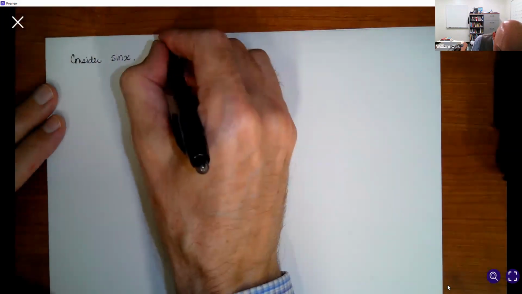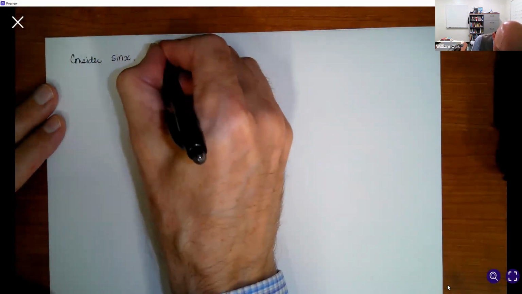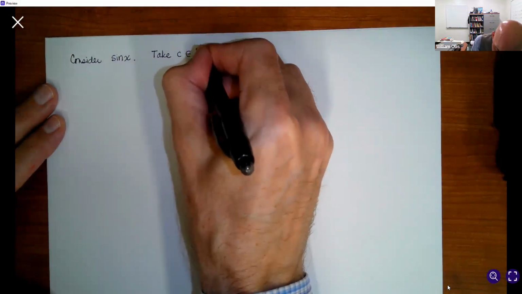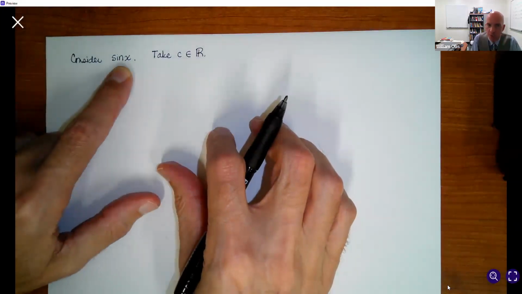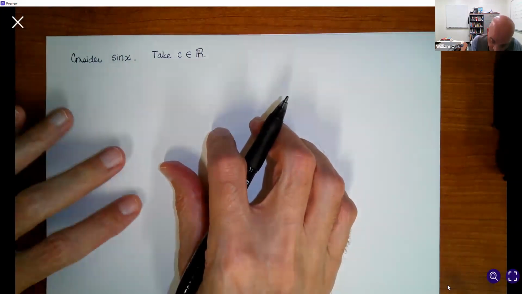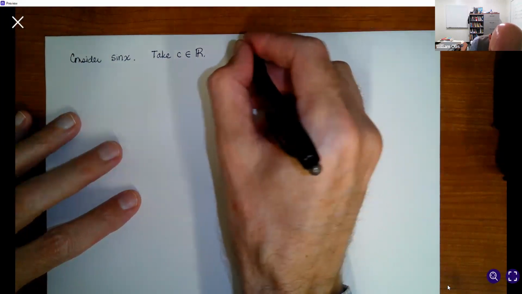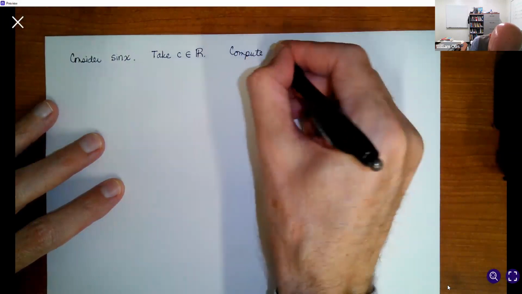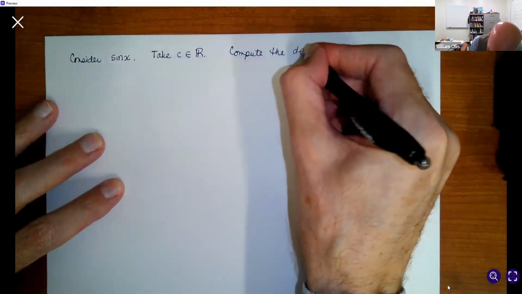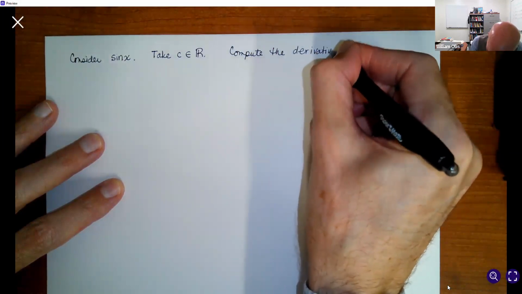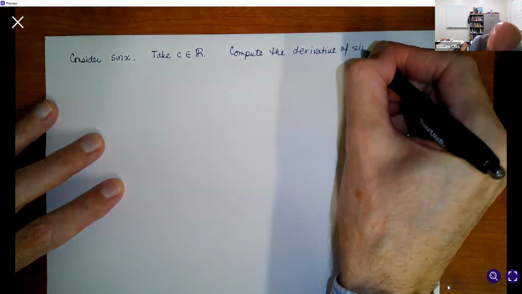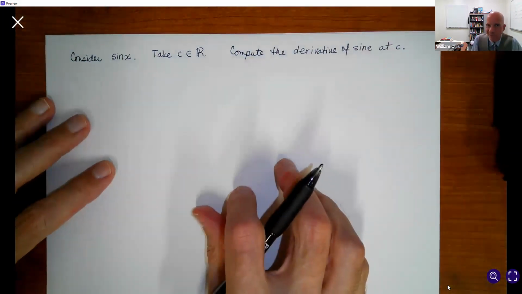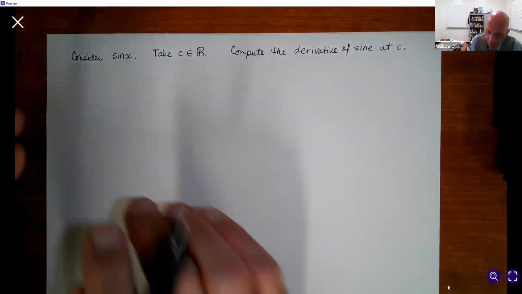And then the question would be this. For instance, now take c to be a real number, because the sine function, as we know from trigonometry, is defined for all real numbers. And then we're interested in the following. That is, compute the derivative of sine at c. Okay, and so we're like, all right, so we gotta look at the difference quotient again.